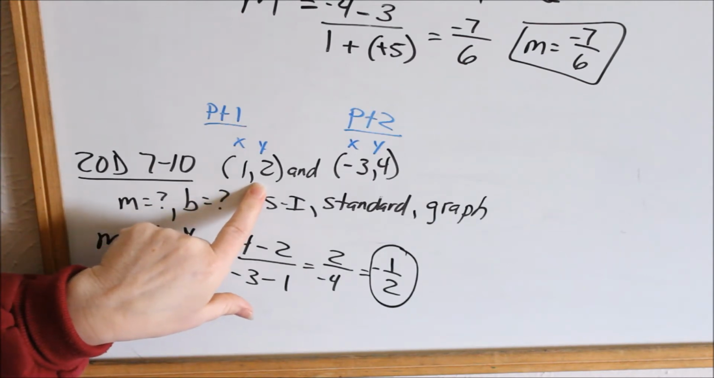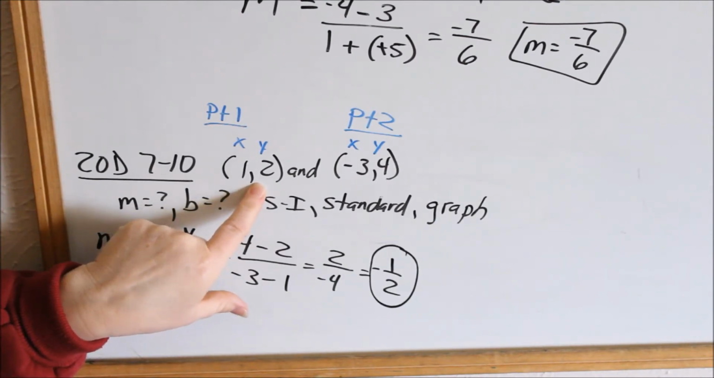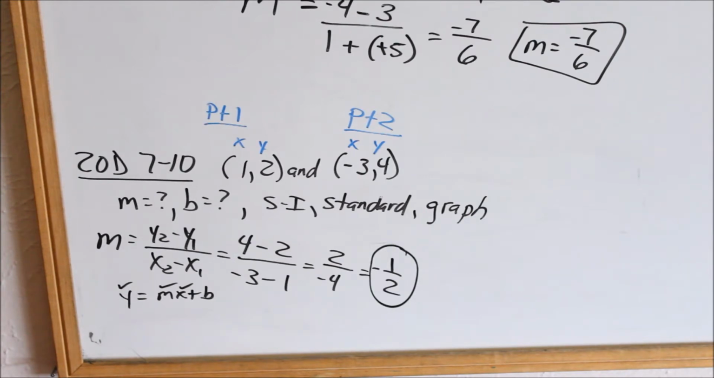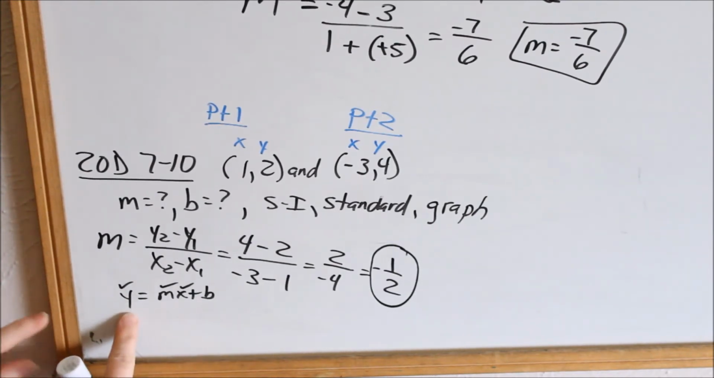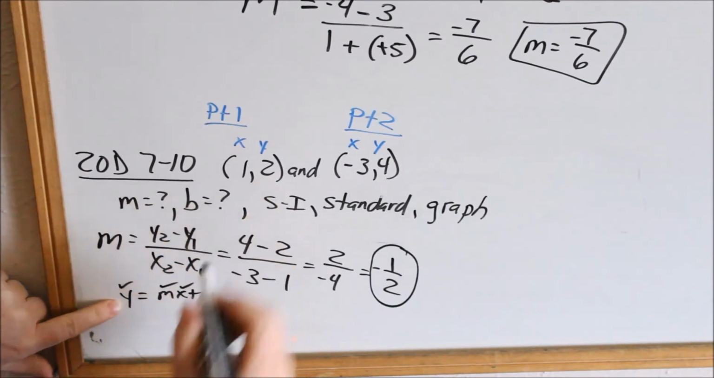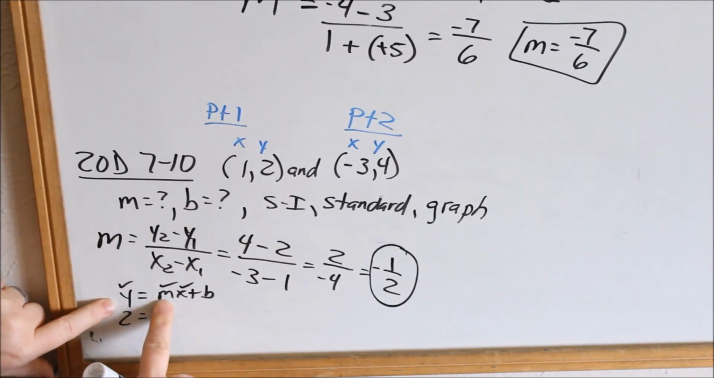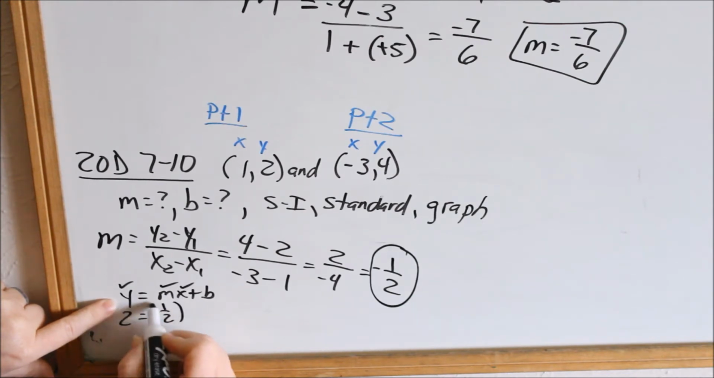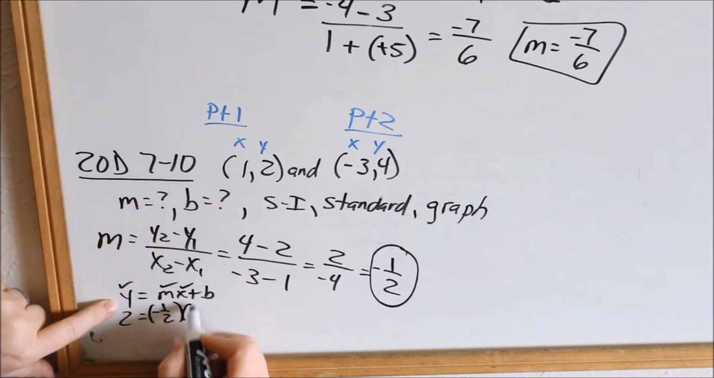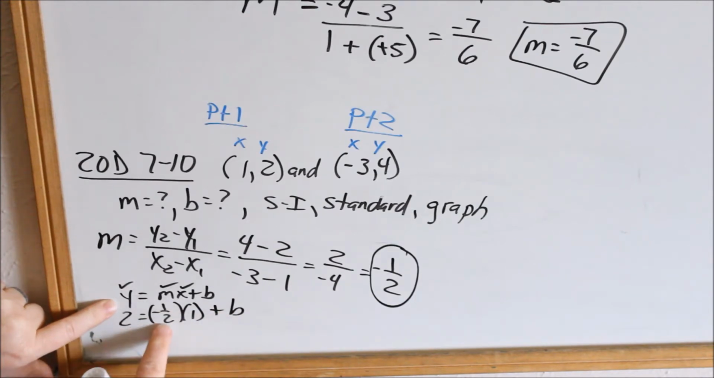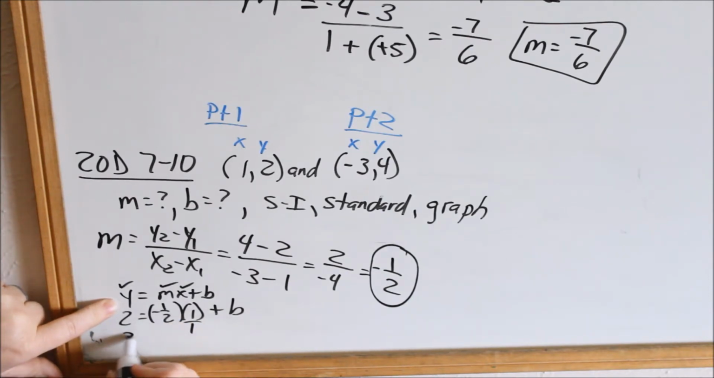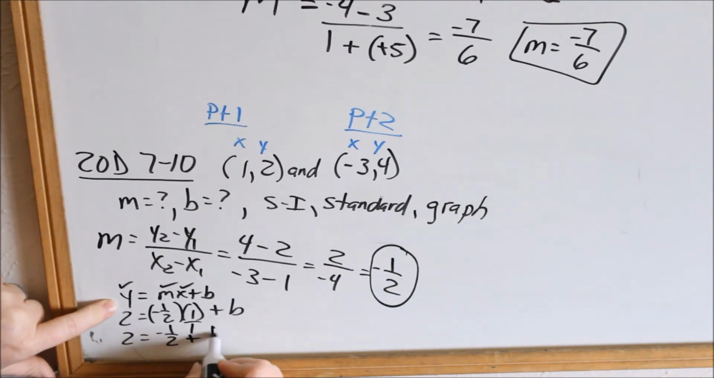I'm going to pick (0, 1)... because there are no negatives. Okay, so my y value is 2. My slope, which I just calculated, was negative 1/2 times my x value, which is 1, plus b. Negative 1/2 times 1. If this was any number other than 1, remember I can turn it into a fraction. So basically 2 equals negative 1/2 plus b.